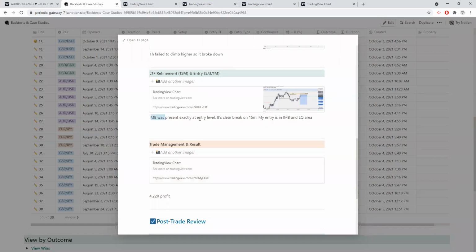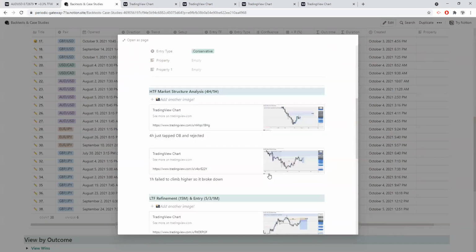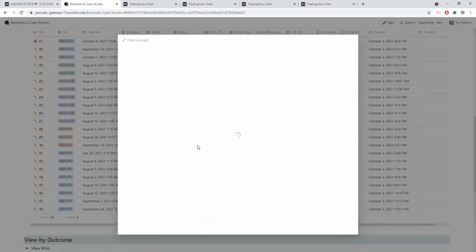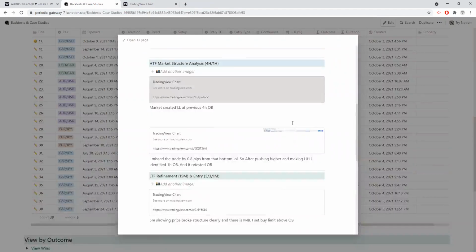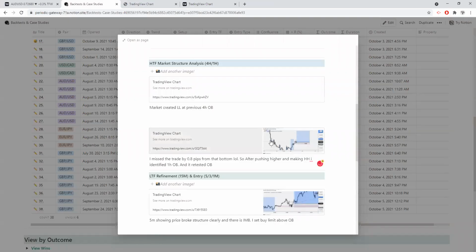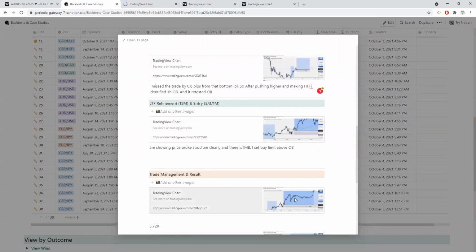This person found exactly the level, clear break, imbalance, and liquidity area. What can I say, bro? I'm just covering your trades and it's such textbook. This is definitely gonna go in the course when the textbook setups.